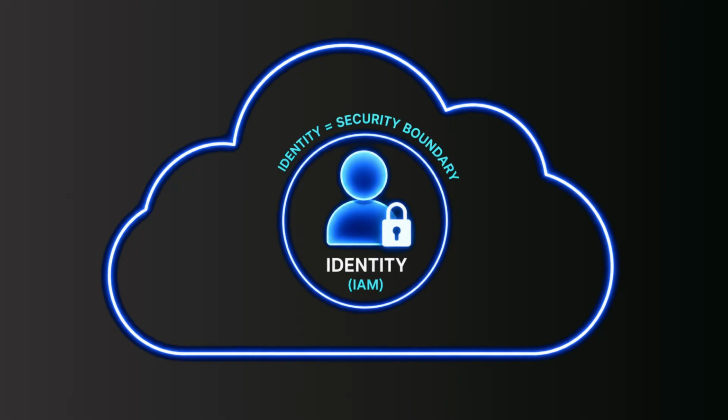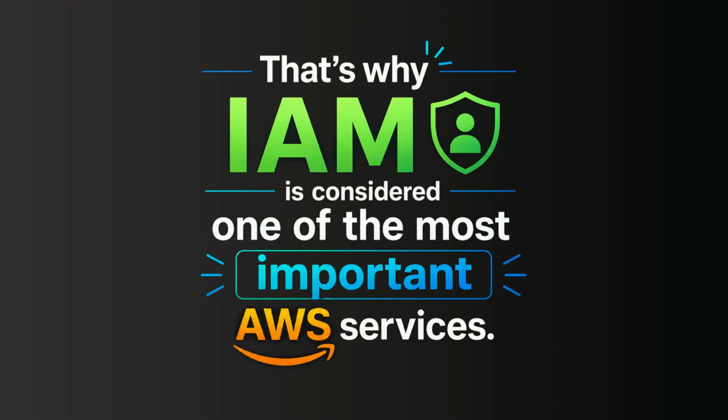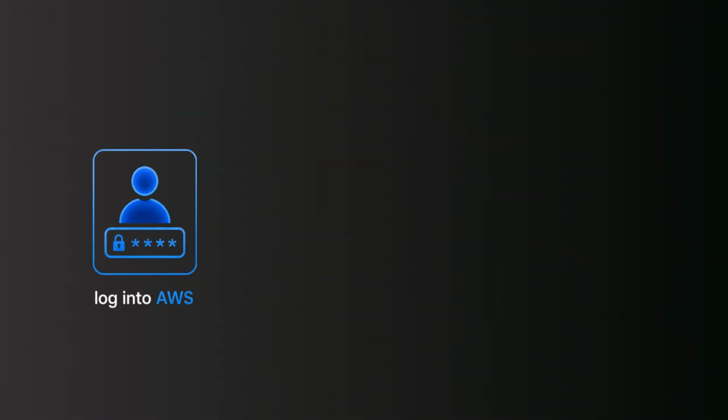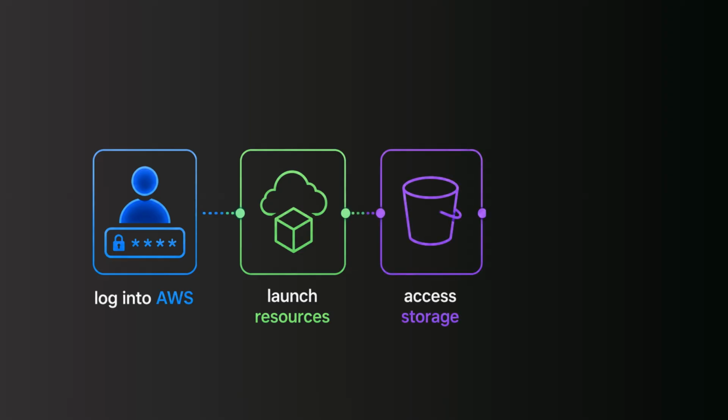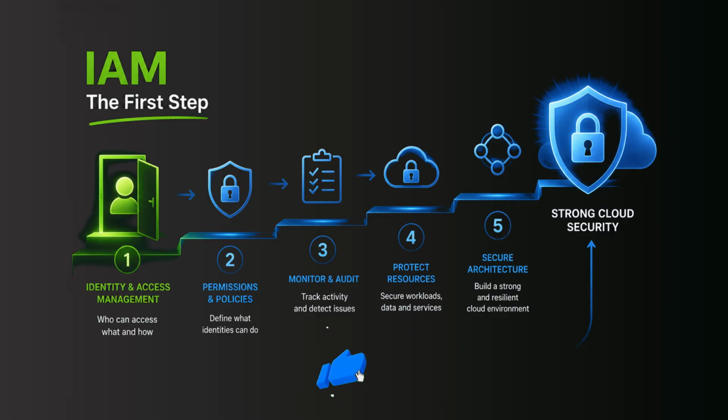In cloud computing, identity is one of the biggest security boundaries. If attackers gain excessive permissions, they can control massive amounts of infrastructure. That's why IAM is considered one of the most important AWS services. Almost every AWS service integrates with IAM in some way. So whenever you log into AWS, launch resources, access storage, or connect services together, IAM is silently working in the background, controlling permissions and securing access. And understanding IAM properly is one of the first major steps toward understanding cloud security itself.